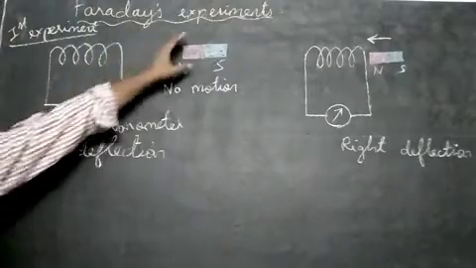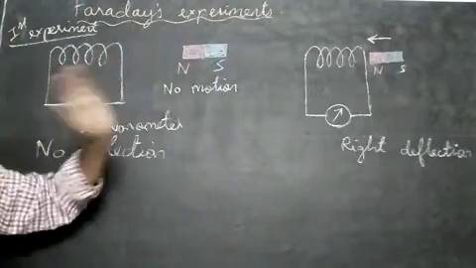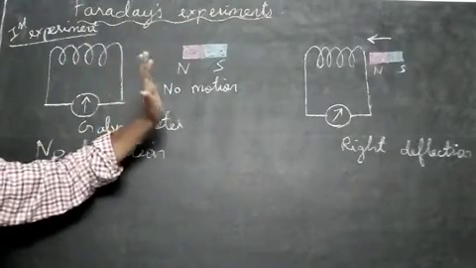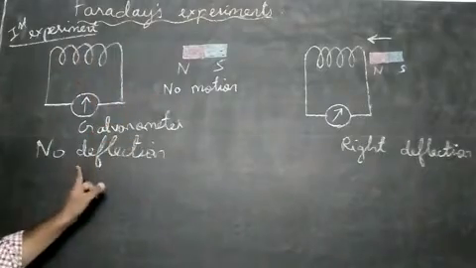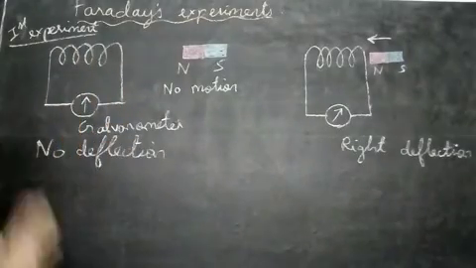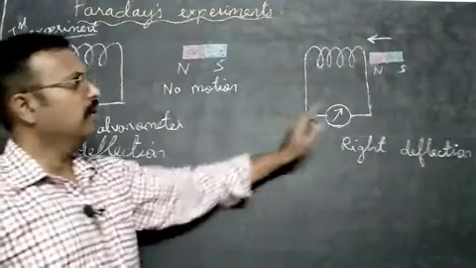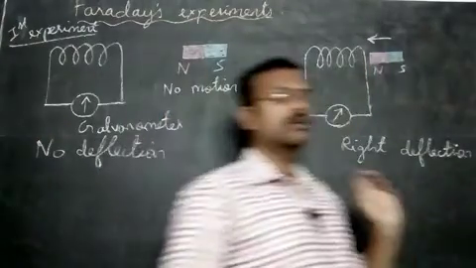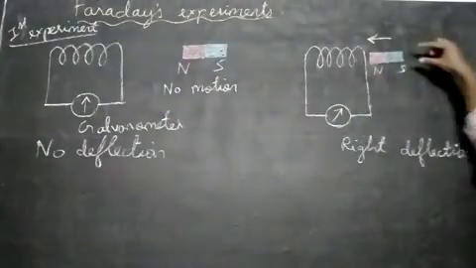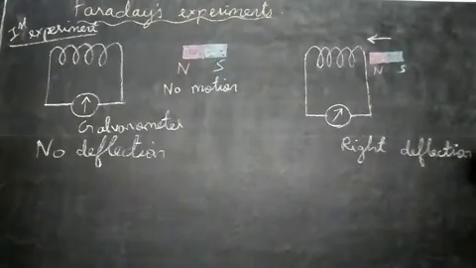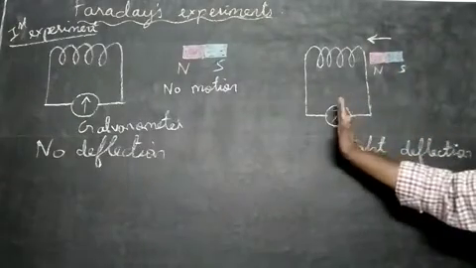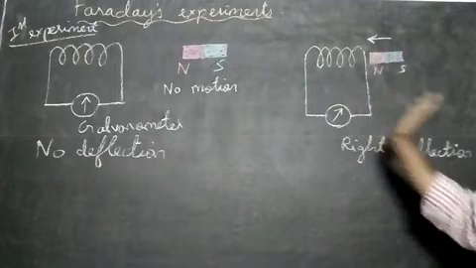Next, you keep the magnet far away. There is no motion of the magnet. The magnet is not moving, so you can see there is no deflection. The needle will show zero only. Second, we bring the magnet fast towards the coil. We push the magnet close to the coil. Then you can see the needle will turn towards the right side. There is a right side deflection.